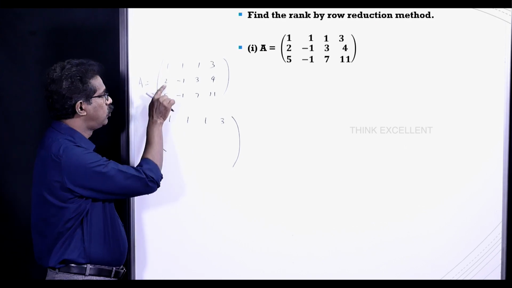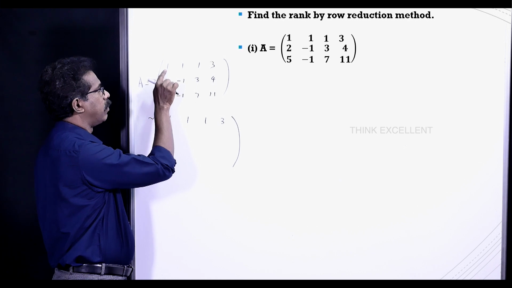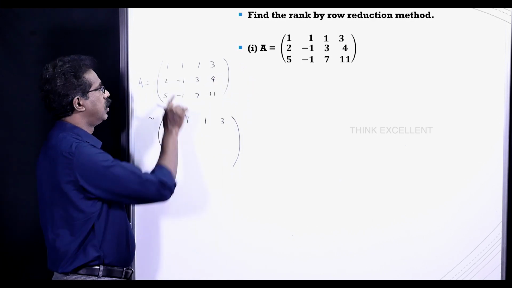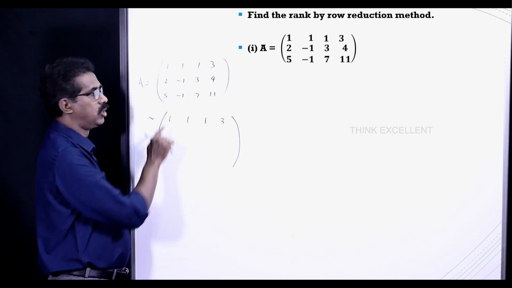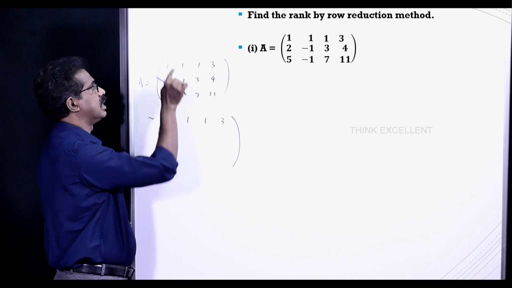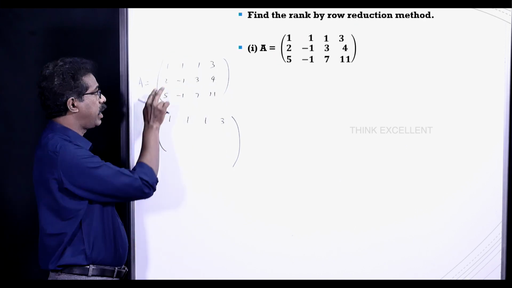2 minus 2, 0, right? So what can you do? Multiply by 2. Multiply by 2 means not only that element, the full row you multiply by 2 and subtract it. 2 minus 2. How can you make it a 0? 5 minus 5. Multiply by 5 and subtract.